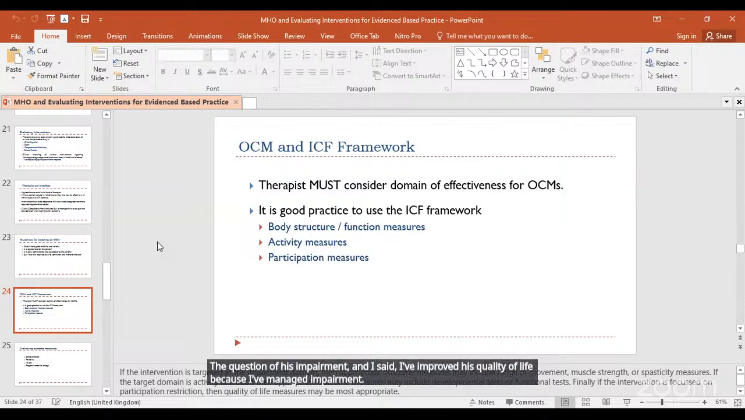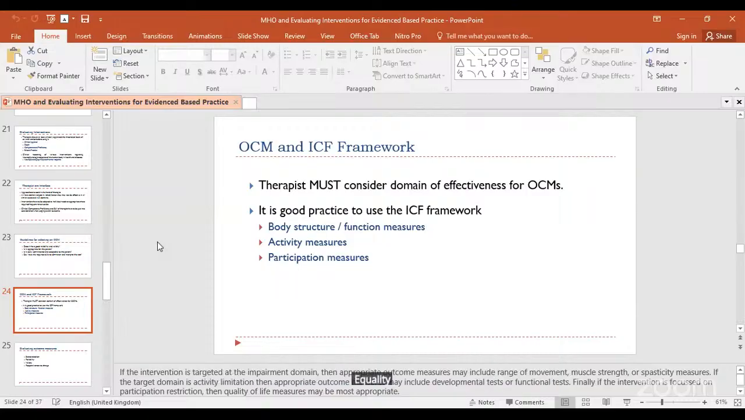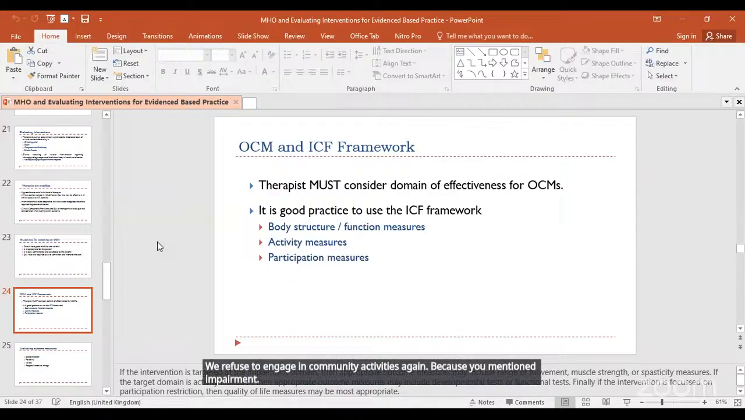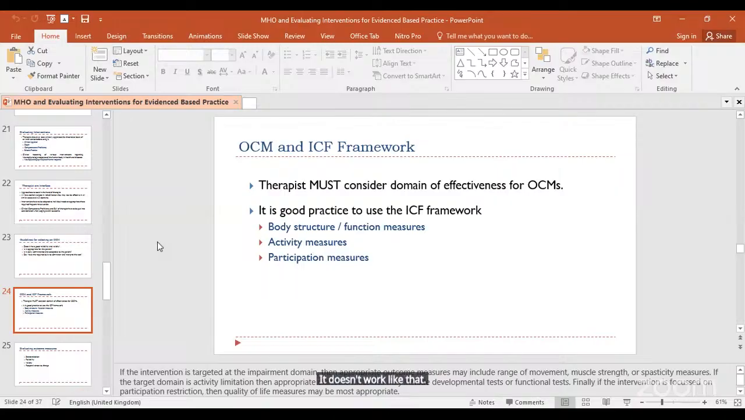So you see, an outcome measuring impairment, and they are giving a report on quality of life. The quality of life of a patient who refused to participate in participatory activities, who refused to engage in community activities again, because you measure impairment. It doesn't work like that. There's no evidence for that. So every outcome measure works at its own ICF level.